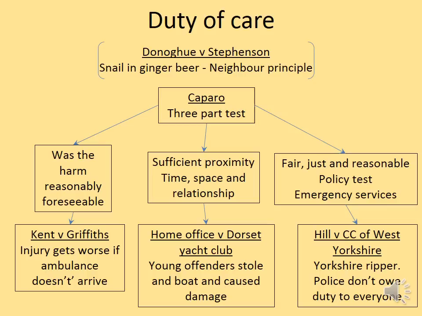So we're coming back to this diagram again because I want you to see where we've got to. So we've had a look at Donoghue and Stevenson and you understand the neighbour principle and where the idea of duty of care came from. Now we're going to have a look at the three-part test in Caparo and Dickman. Was the harm reasonably foreseeable? Was there sufficient proximity? And was it fair, just and reasonable?